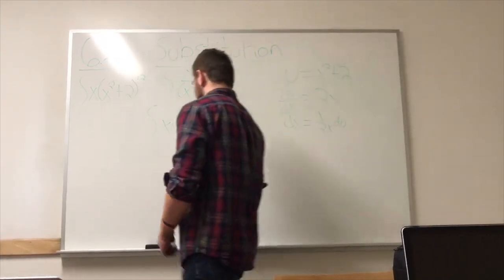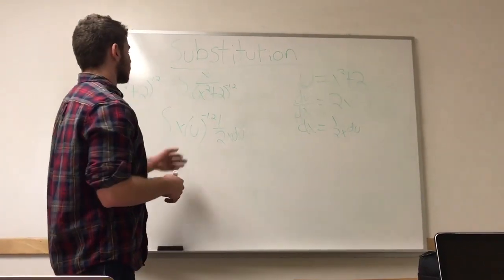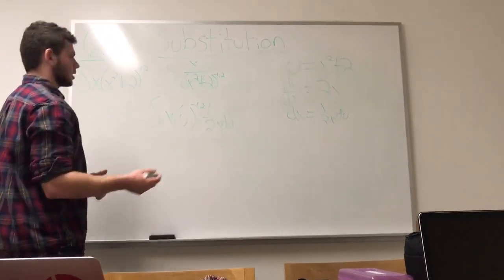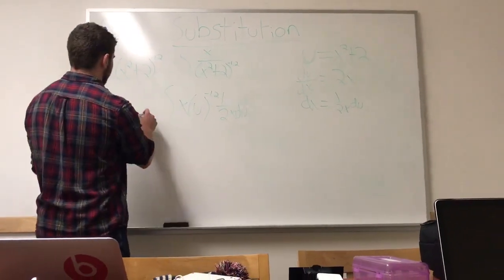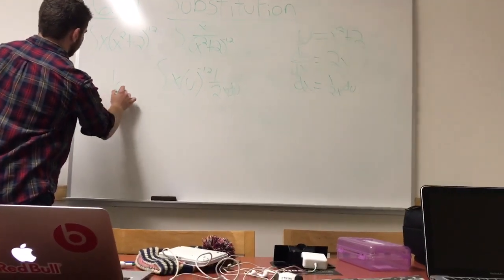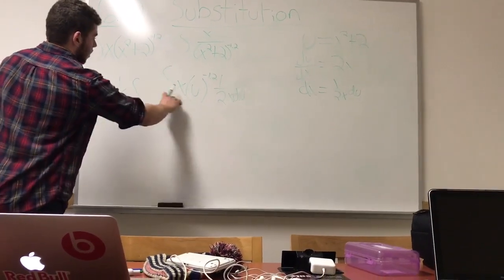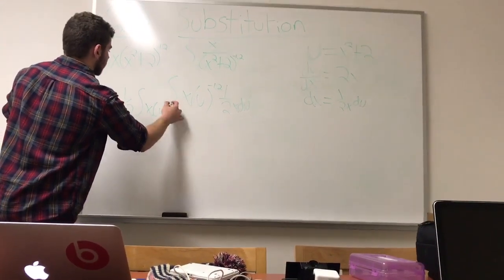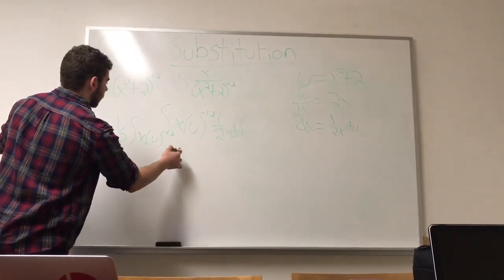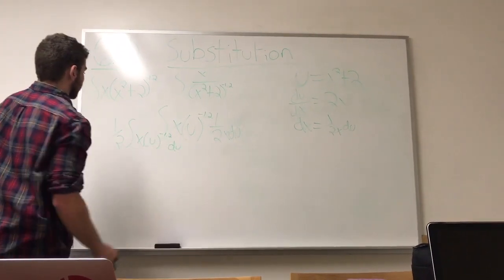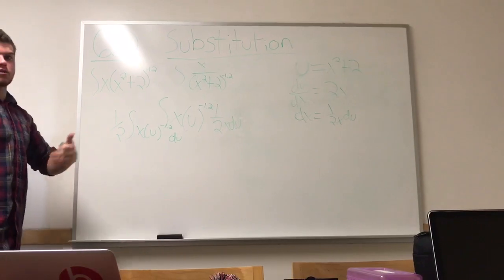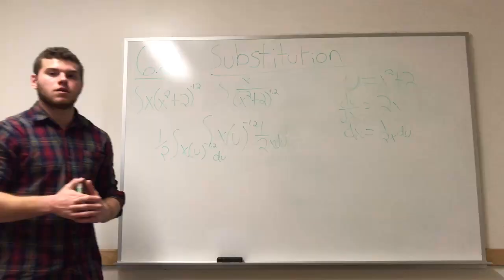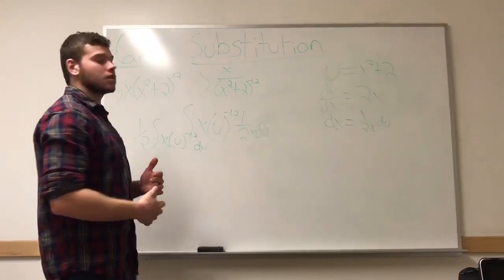Okay, guys? We're just going to do this easy. We're going to take the half out because it's a constant, so it's just going to tag along for the ride. So we're going to do half the integral of x, u to the negative 1.2 du. And then we're ready to just plug those u's back in the original equation, integrate, and then you're done with the problem. So that's u substitution in a nutshell.